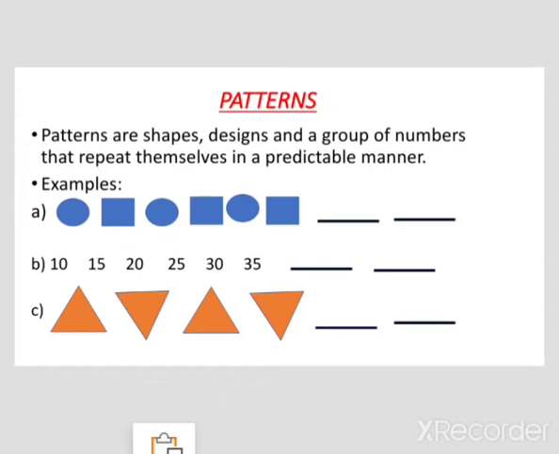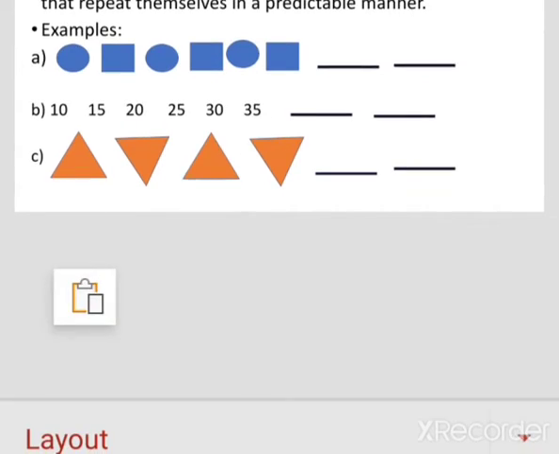Like this we can complete the sequence of numbers also, like 10, 15, 20, 25, 30 and 35. As you can see, there is a difference of 5 between two numbers. 10 and 15 have a difference of 5, then 15 and 20 have a difference of 5 again, then 20 and 25 have a difference of 5. So we can add 5 in the series. 35 plus 5 is 40, then 45. So like this we can complete the series.